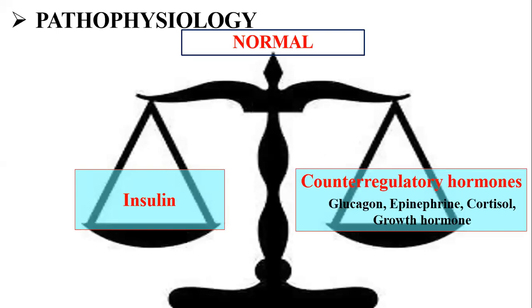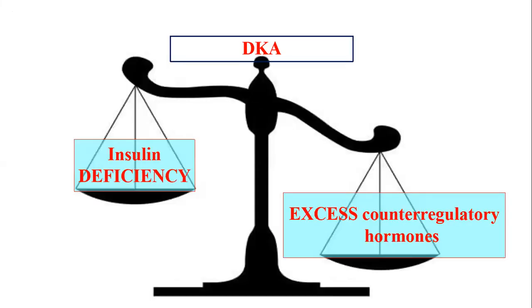So the pathophysiology in this one is that in a normal person, the insulin is normal. Then there are the counter-regulatory hormones like glucagon, epinephrine, cortisol, and growth hormone. And also sometimes thyroid gland hormones like thyroxine, T3 and T4, also act as counter-regulatory hormones because they are catabolic, like insulin.